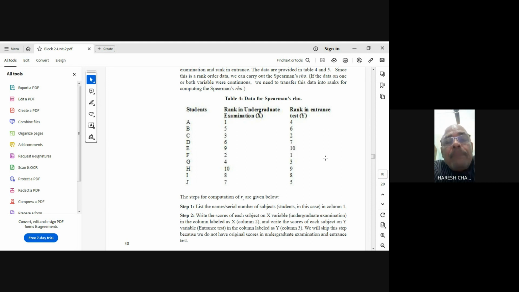Now, if the rank will be obtained, if the correlation will be obtained, the more the correlation, the better is the understanding that the undergraduate examination has a preset for the entrance examination.